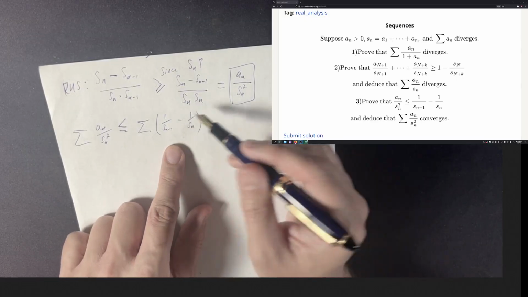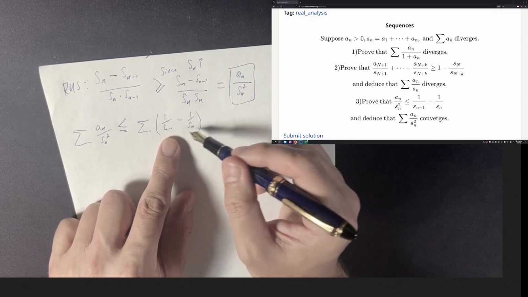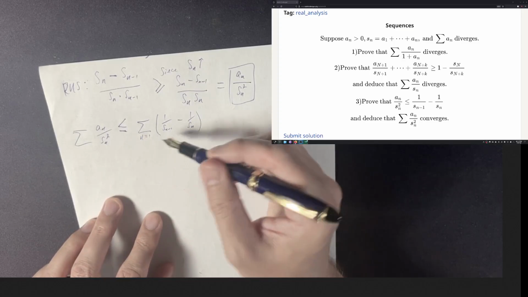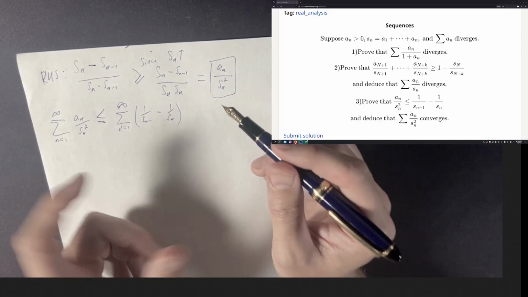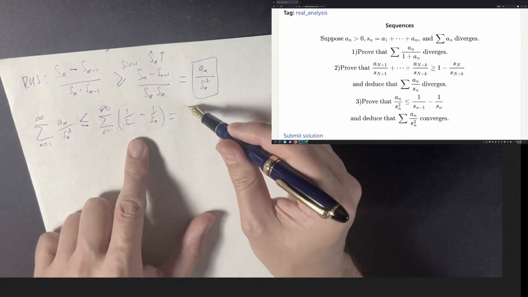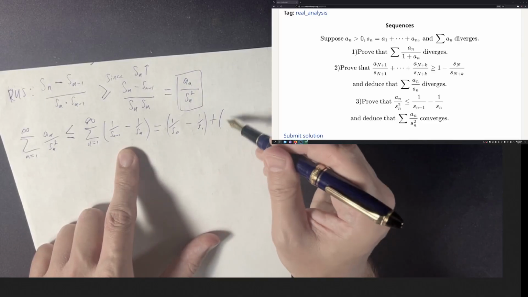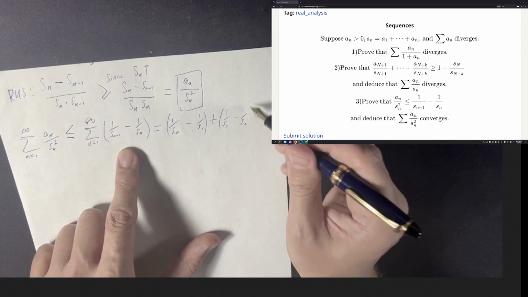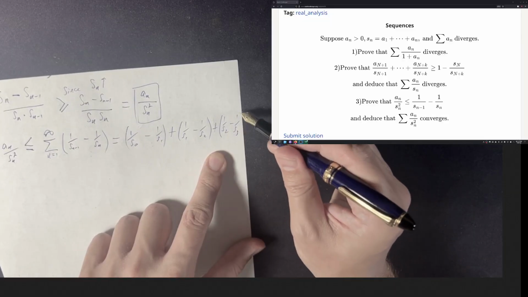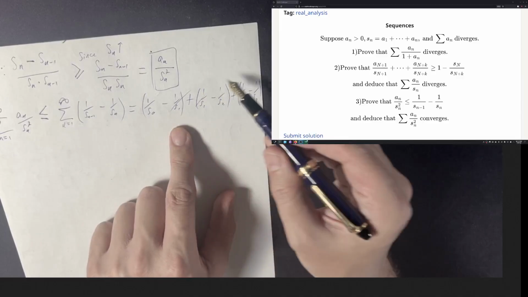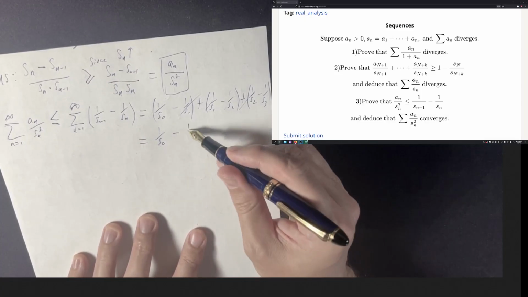But this is a telescoping series, isn't it? So if you let n start at 1, just so there's no confusion, the right-hand side is telescoping, right? The right-hand side looks like 1 over S0 minus 1 over S1 plus 1 over S1 minus 1 over S2 plus 1 over S2 minus 1 over S3. Yada, yada, yada. These are canceling, aren't they? Everything's canceling. What you're getting is 1 over S0 minus 1 over Sn.